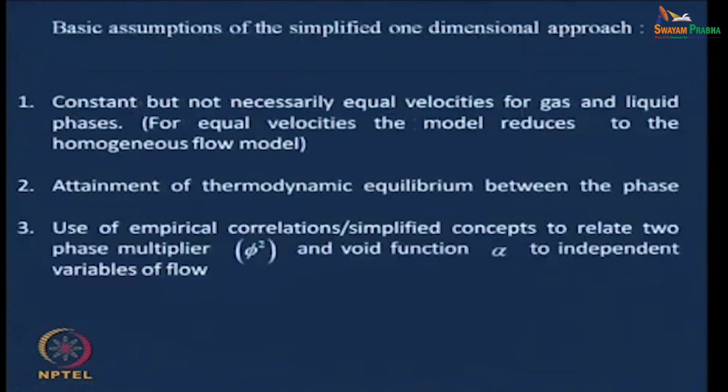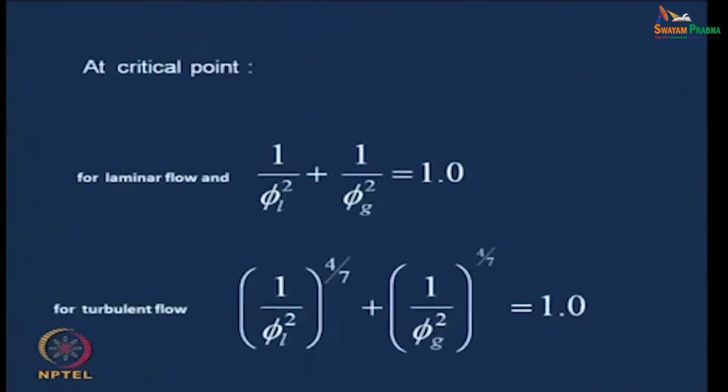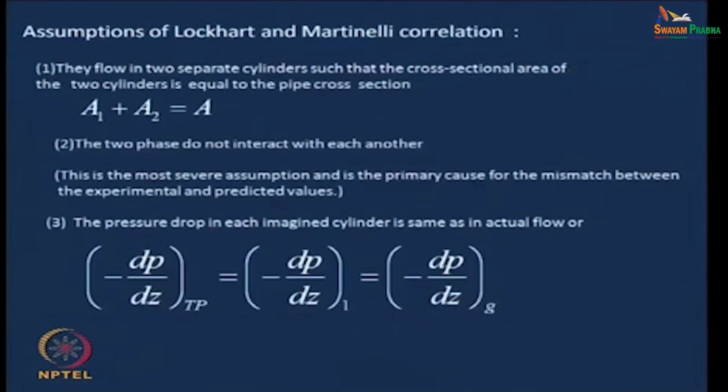After that, we had discussed why we tried to develop a correlation between phi L square and phi G square, and not phi L O square and phi G O square. That means we developed a correlation between two phase multipliers based on the liquid portion flowing alone in the pipe and the gas portion flowing alone in the pipe, instead of the entire mixture flowing as liquid or as vapor. The reason, as discussed in the last class, is that this conforms to certain limiting conditions that we had already done.